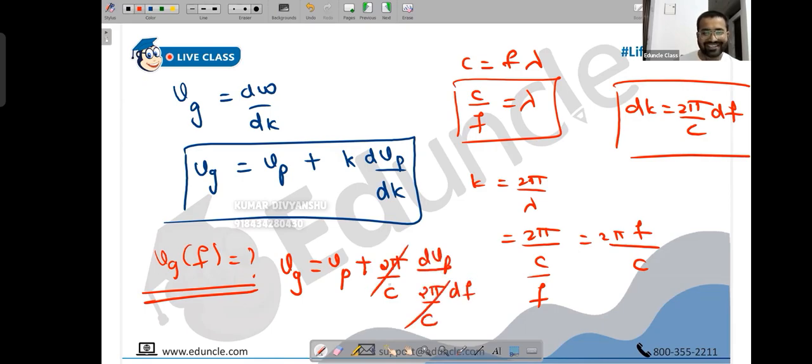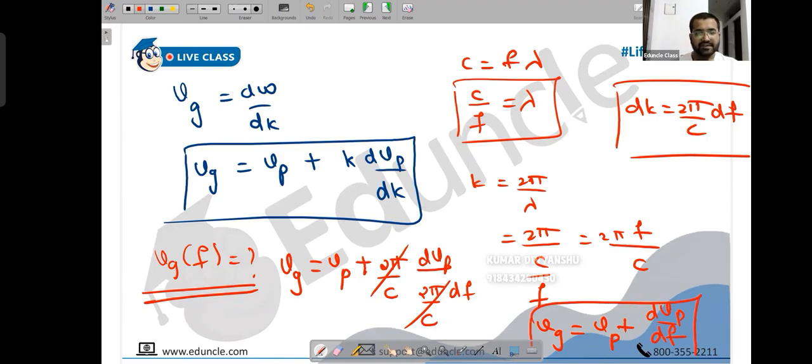The 2 pi by c gets cancelled. This is a very easy relationship. So Vg is just vp plus f into dvp by df. I hope you understood this. This is how Vg depends on frequency. Take a note. Ask me if you have any questions.